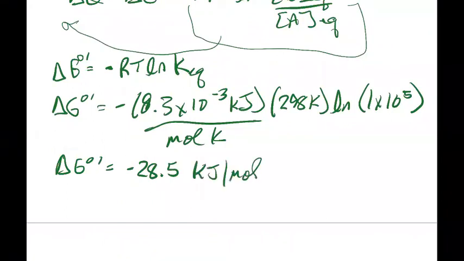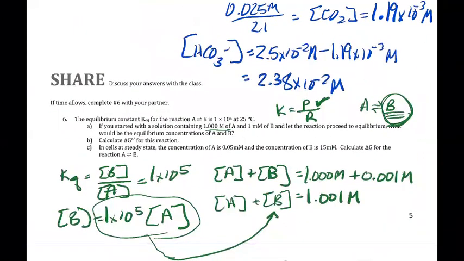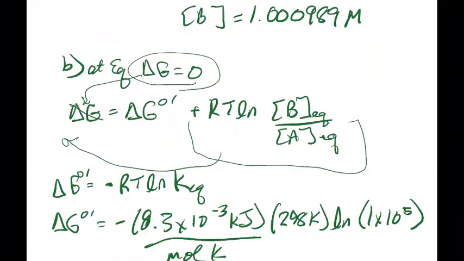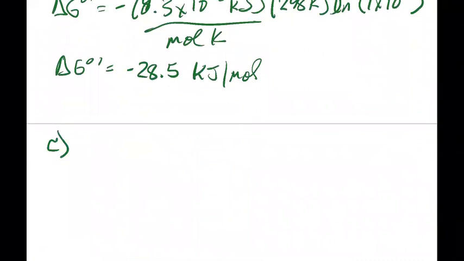Not too bad, right? But we're not done. Of course, we're not done. In cells at steady state, the concentration of A is very different than equilibrium. A is 0.05 millimolar and the concentration of B is 15 millimolar. Now calculate delta G for the reaction. One more time, go back to that formula: delta G is equal to delta G naught prime plus RT ln.